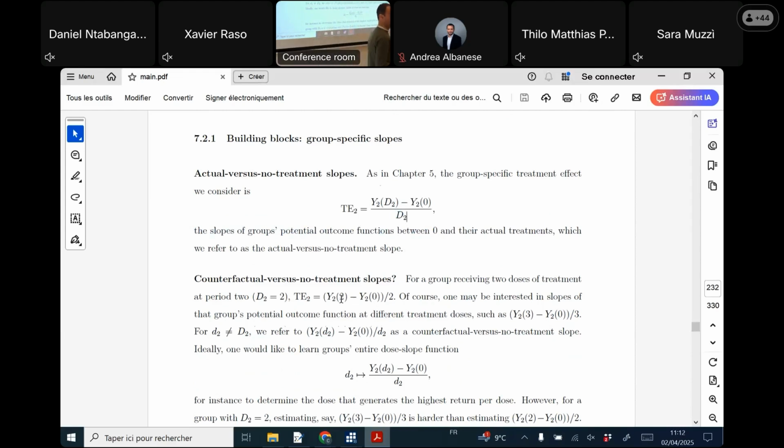So, of course, you could be interested in many, many different slopes. You could be interested, for instance, in the slope between a treatment of 0 and a treatment of 3. And so for D2s, for period 2 doses that differ from the actual one, we are going to refer to this type of slopes as counterfactual versus no treatment slopes, while that one here, I'm calling it the actual versus no treatment slope. And so ideally, we would like to learn the entire dose slope function because, economically, that's what you need to know. For instance, if you want to determine the optimal amount of treatment that you should give to someone.